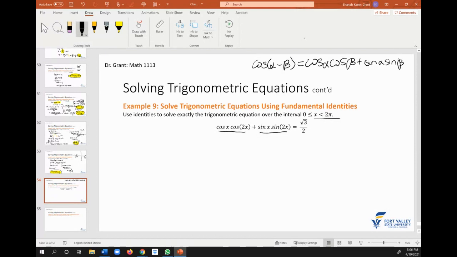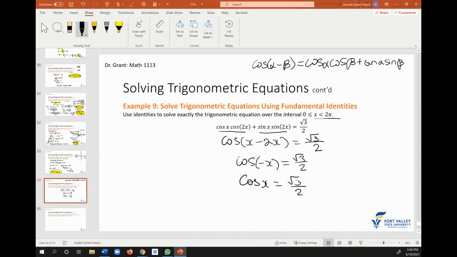Using that, this side can condense to be cosine x minus 2x, and that's going to be equal to root 3 over 2. And so x minus 2x is going to give us negative x. And using the fact that cosine is an even function, this is the same thing as cosine x.